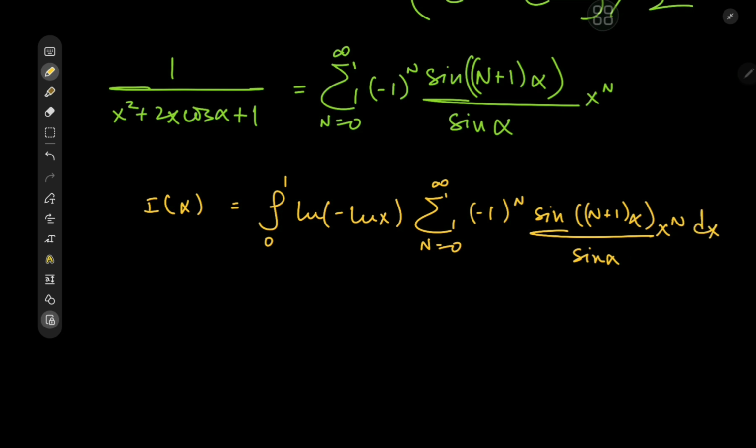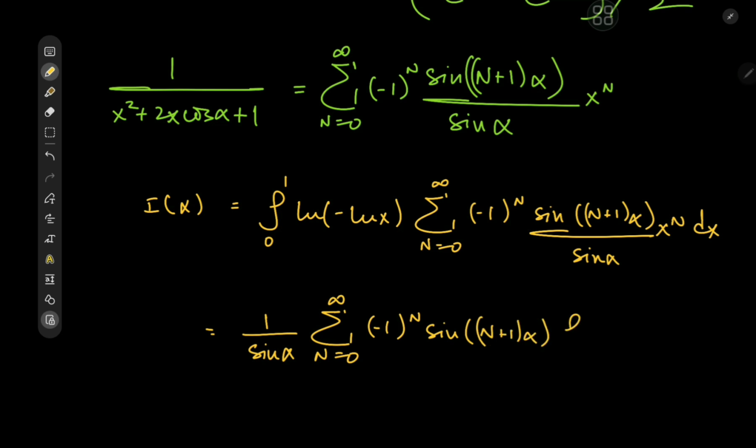Now switching up the order of the operators and noticing that 1 by sine alpha is in fact independent of both the index variable n as well as the variable of integration, that's x. So we have 1 by sine alpha times the sum over n, terribly sorry about that, of negative 1 to the n times sine of n plus 1 alpha times the integral from 0 to 1 of x to the n times log negative log x dx.